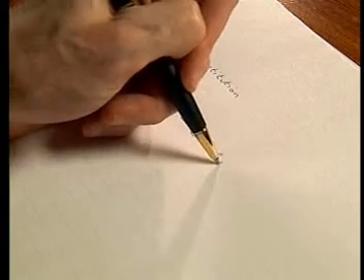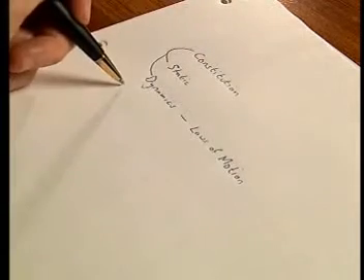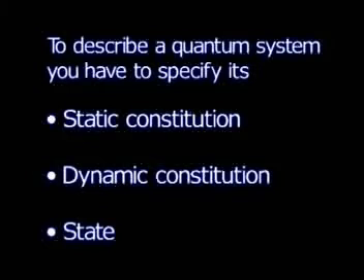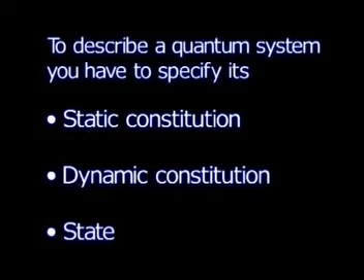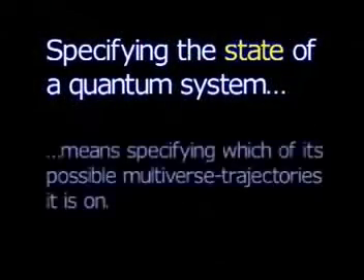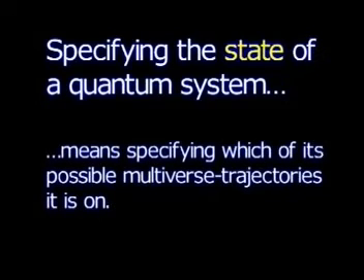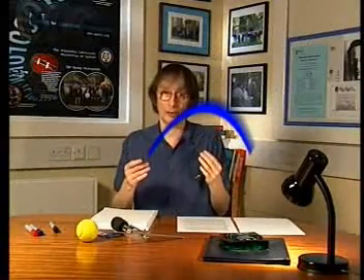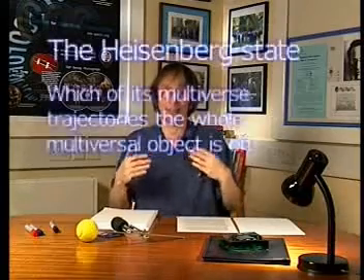To complete the description of a quantum physical system, we need to specify a third thing, namely its state, what it's actually doing during a particular experiment in all the universes in which it exists. In classical physics, the analog of specifying the state would be specifying which trajectory the system is on. So, in the quantum case, the state specifies which of its trajectories in the multiverse the whole multiversal object is on. In this sense of the word state, the state of a system doesn't change. Quantum observables change under the laws of motion, but the state is timeless. This sort of state is known as the Heisenberg state of the system.